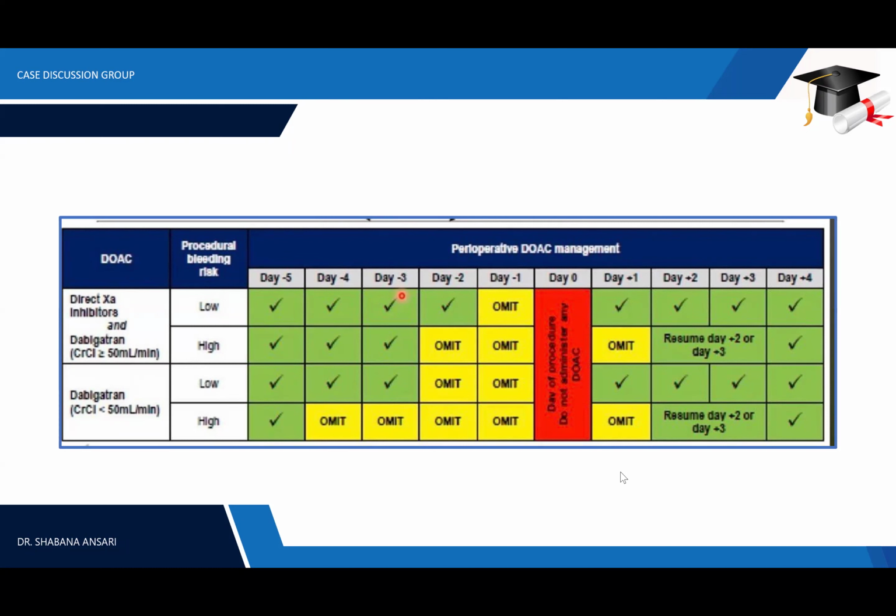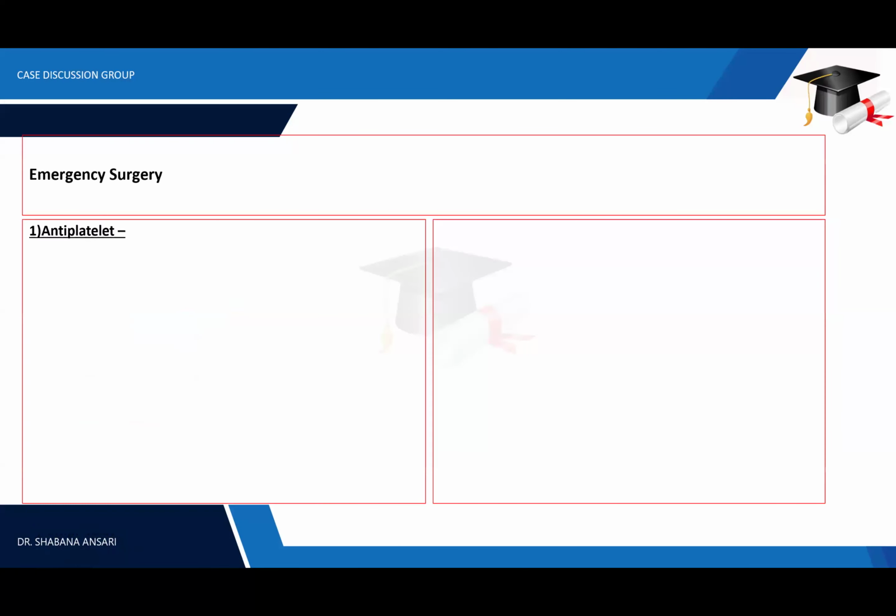Now, that was all about elective surgery. If there is emergency surgery, and the patient is on antiplatelet monotherapy, aspirin, then what should we do? Should we stop it or can the patient continue it? You can continue. Very good.